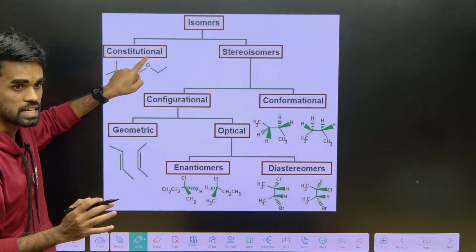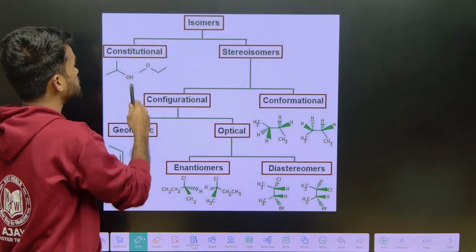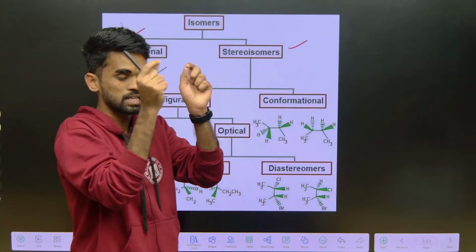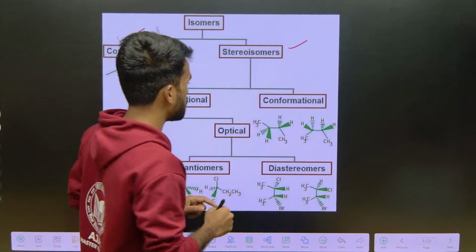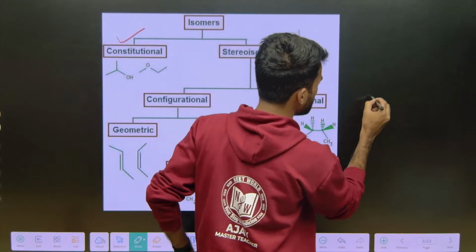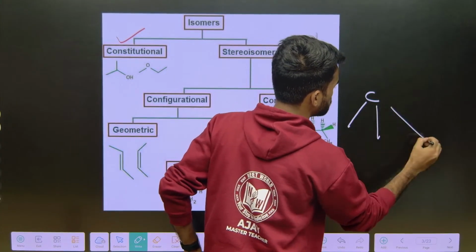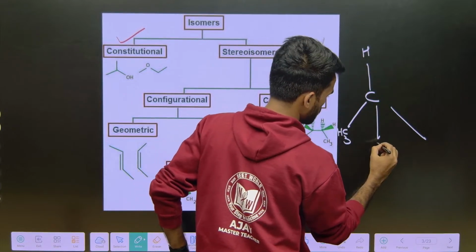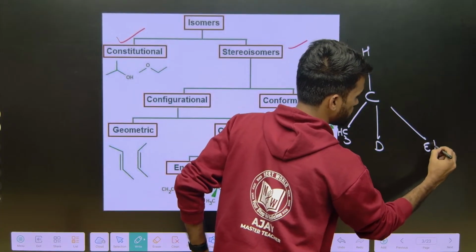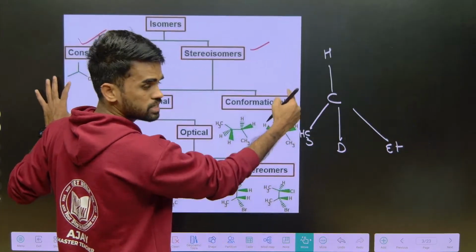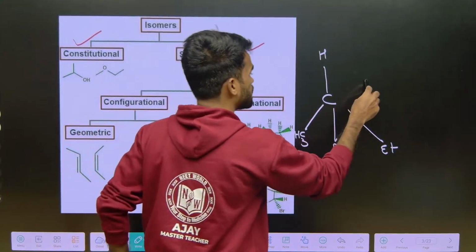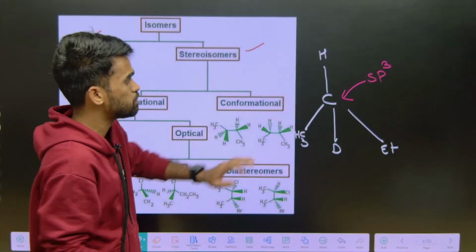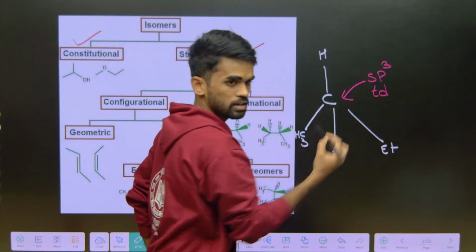Now, isomer classification: first of all we have two types. If they differ in their structure, we call them constitutional isomers or structural isomers. And if they differ in the spatial arrangement of atoms in three-dimensional space, for example, I am writing a carbon with 4 different groups: hydrogen, a methyl group, one deuterium, and an ethyl group. So what is the hybridization of this carbon? Tell me first of all. It is sp3 hybridized.